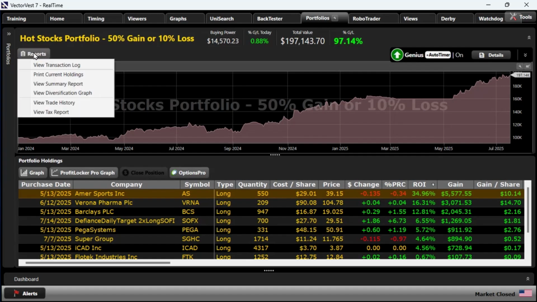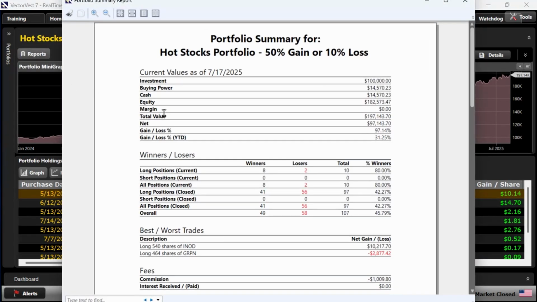You can go to reports. You can go to the summary report. It gives you a lot of the same information that was in the trading system viewer. Year to date, 31%, total gain 97%. There are the number of winners and losers.